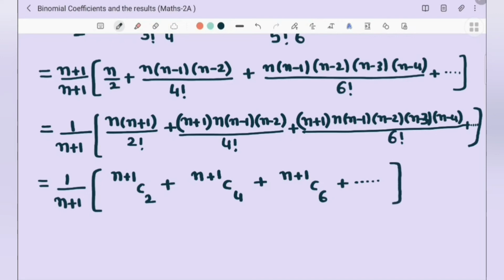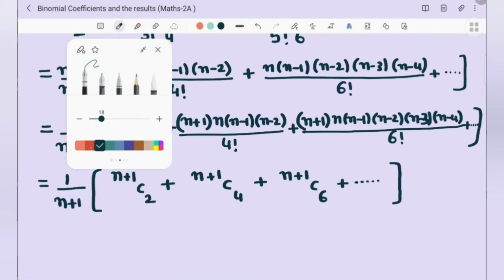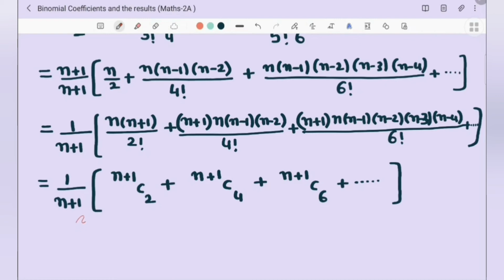Here, this is looking like the series which we discussed in the earlier classes, C0 plus C2 plus C4 plus C6 plus and so on is equal to 2 power n minus 1 only, no? But here C0 is not there. C0 means here n plus 1 C0.